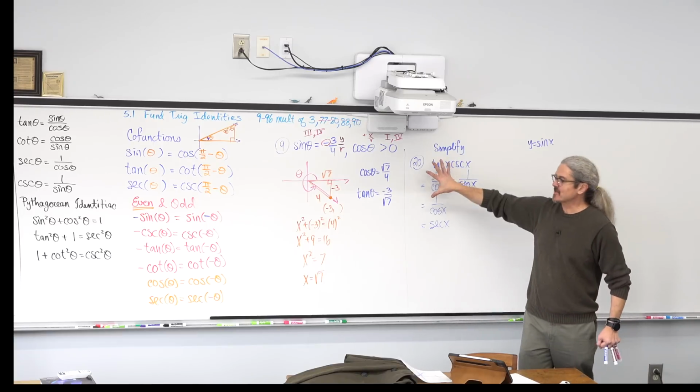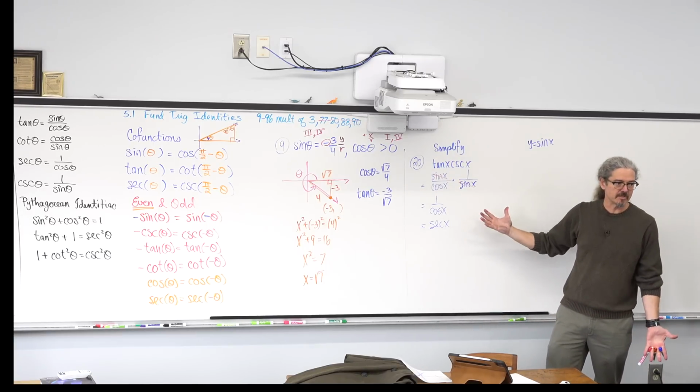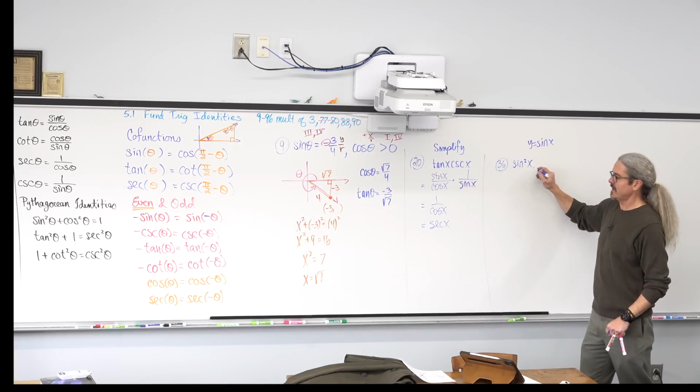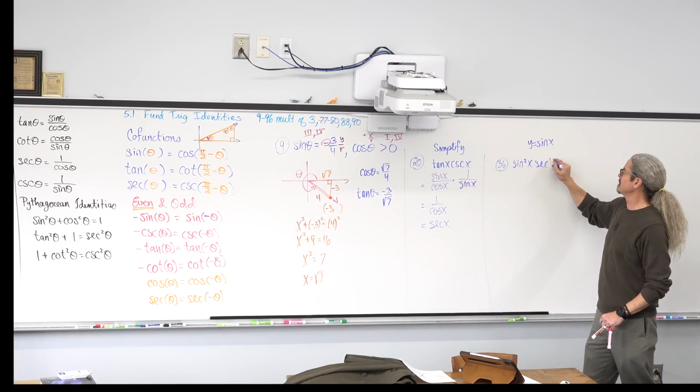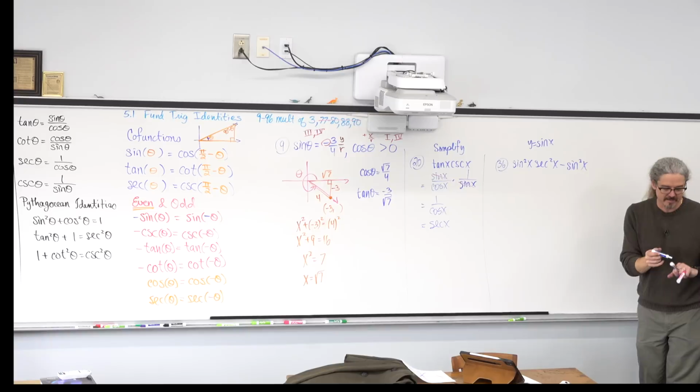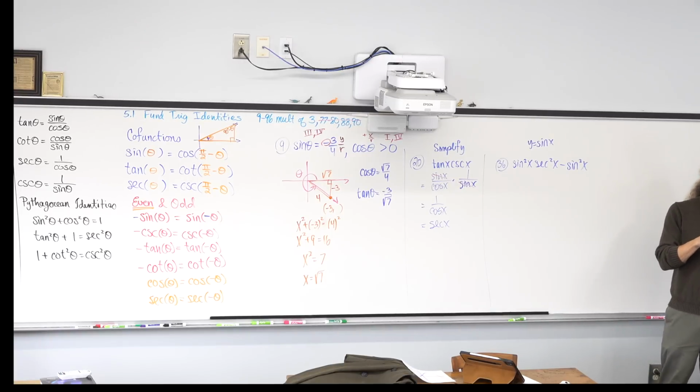This is actually a matching problem in the book. I'm just presenting it to you like a simplification problem. The sine squared x secant squared x minus sine squared x. Simplify that expression as much as you possibly can. Take a couple of minutes.